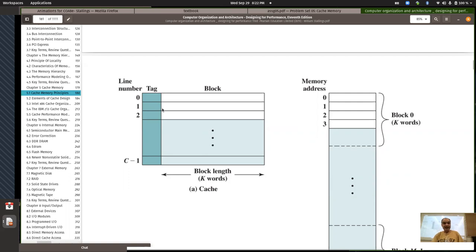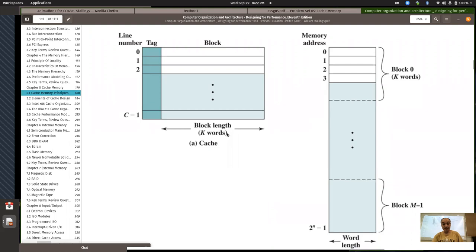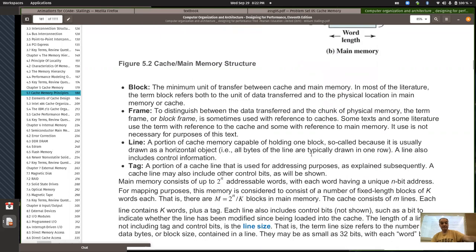As I'm hinting at there, the simplest kind of tag might just be the block number. So the first K words you can think of as block 0, where K is our block length. And then the next K would be block 1 and so on. And we might use that as our tag. So we could look that up. But there could be other control bits, like the dirty bit, like we talked about, and other things like that.